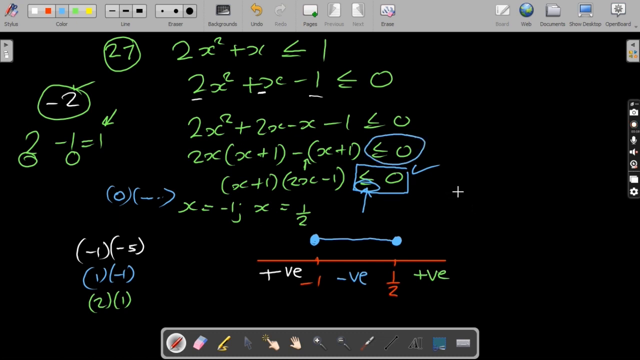So our answer is x is an element of minus 1 to a half, included. That is what these square brackets mean: we're including minus 1 and a half. Another way to write this would be this: x, noting that we have less than or equal to over there. And that will be your answer for this question.